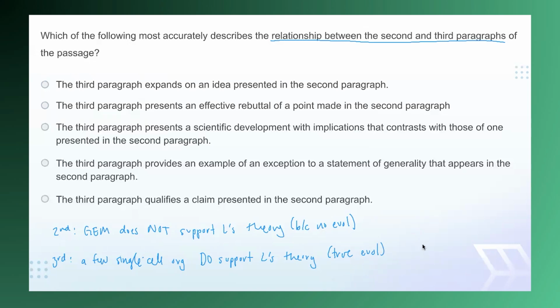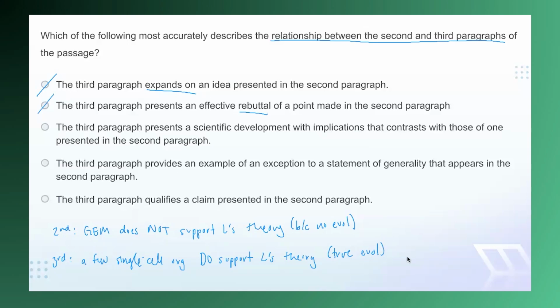All right, A should be pretty immediately obviously wrong. And that's because of expands on. This suggests that the paragraphs agree with each other. And even without our summaries, the nevertheless at the beginning of paragraph 3 tells us that they contrast. Easy, eliminate. All right, B, the word rebuttal here does fit with the idea of contrast, but it goes too far. The third paragraph doesn't counter the second paragraph. It doesn't prove anything wrong about the second paragraph.